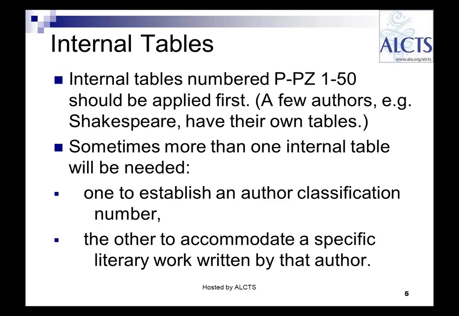When constructing classification numbers for individual authors and/or separate literary works, the cataloger will almost always need to apply one or more tables. The internal tables, numbered P through PZ 1 through 50, should be applied first. Note that there are a few exceptional authors, such as Shakespeare, who have their own tables. This is not a problem because this will be obvious in the schedules, and the tables will apply very specifically. Sometimes, more than one internal table will be needed. For example, one to establish an author classification number, the other to accommodate a specific literary work written by that author.